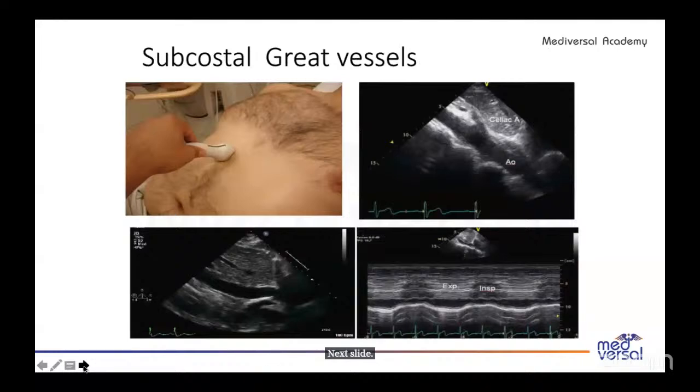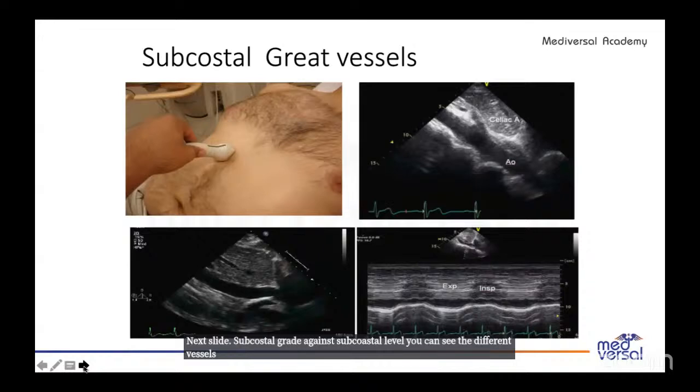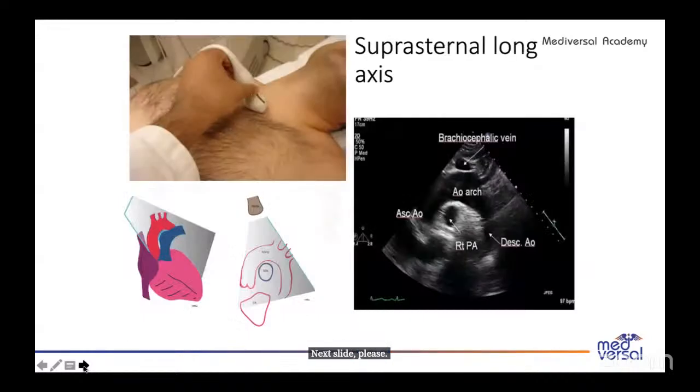Again at the subcostal level, you can see the different vessels. Now you can see the pointer is pointing towards the chin, and you can see the different vessels. You can see the aorta, right? And you can see the celiac artery, right? And they made the M mode also to see. So this is how you see the subcostal great vessels. Next slide, please.